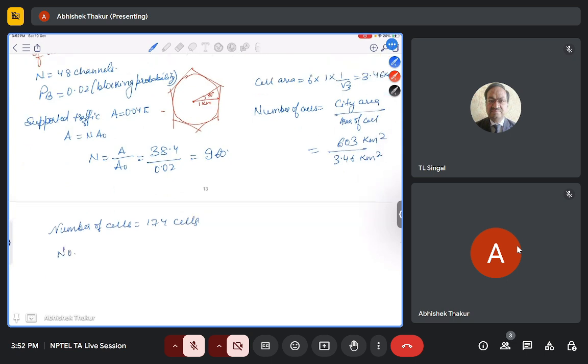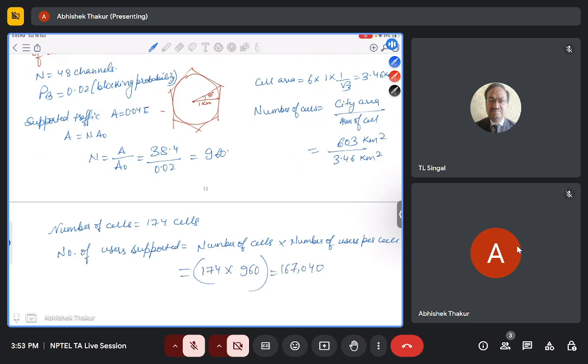The number of users supported is equal to number of cells into number of users per cell. So number of cells is 174 and number of users per cell is 960. So the total is 167040. So 167040 users can be supported by the cellular service provider in the given city for the desired blocking probability of 2%.